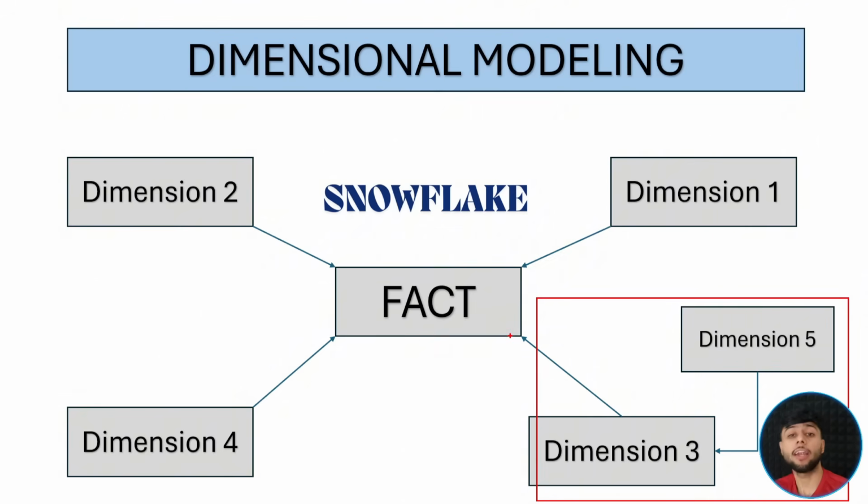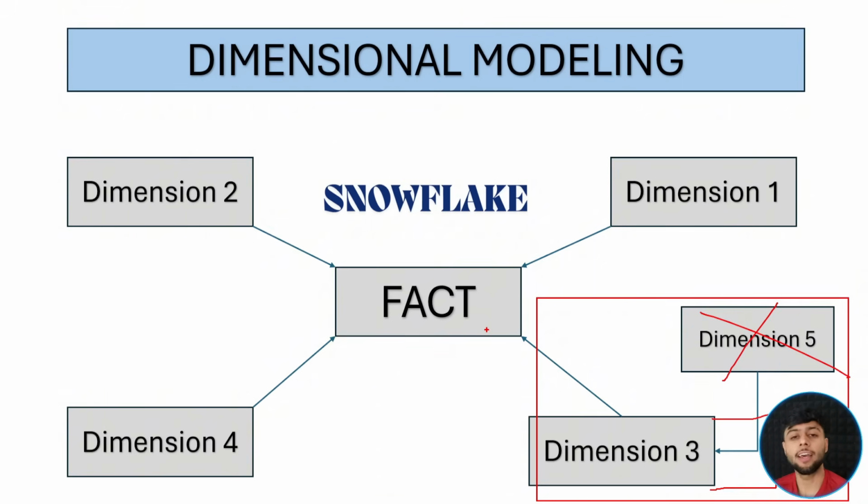What is the alternative? When we have a hierarchy, one simple thing you can do is apply a join between these two tables and add those columns here. Then there will be no dimension 5 and dimension 3 will be directly attached to the fact table, and we can convert the snowflake schema into a star schema. That is the recommended approach.